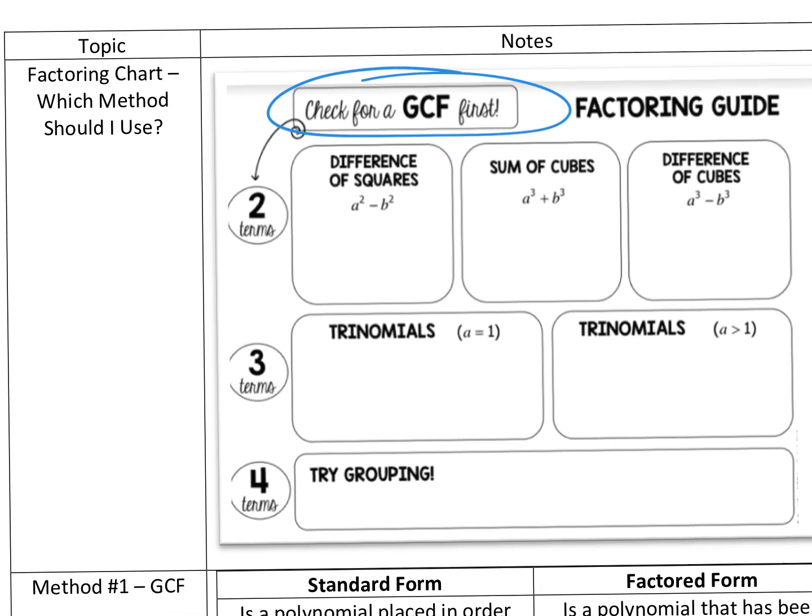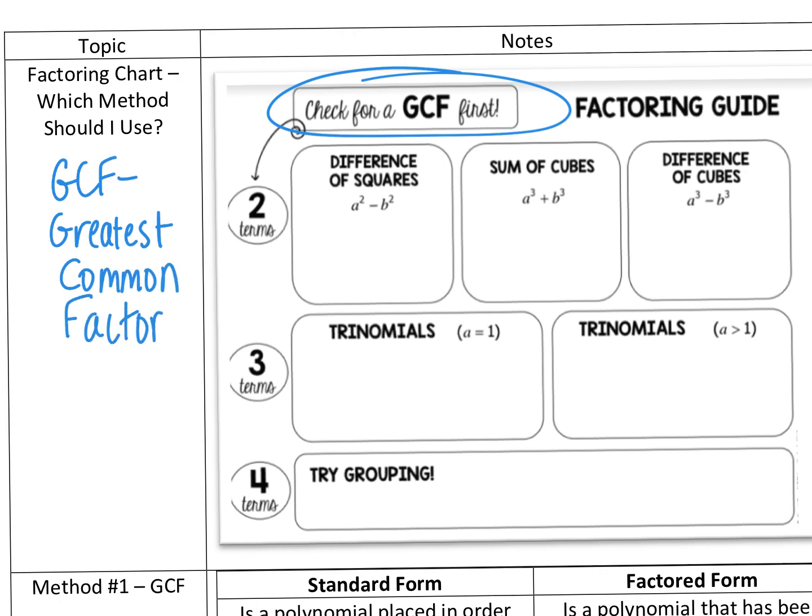So GCF, if we don't know what that is, that means greatest common factor. So write that down if you don't know what GCF stands for. And if we just kind of rationalize through that, greatest means biggest, so the biggest common factor, the biggest factor that they all have in common, okay? That's what GCF is. So from there, once we've done that, sometimes they'll have a GCF, sometimes they won't, but from there we count how many terms we have left that we're dealing with, okay?